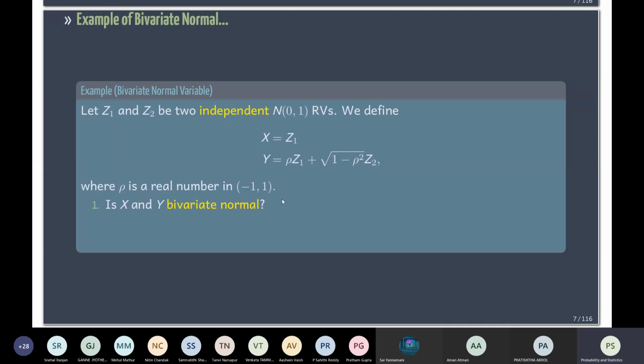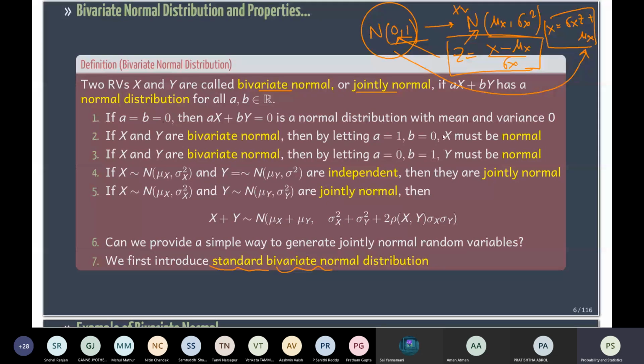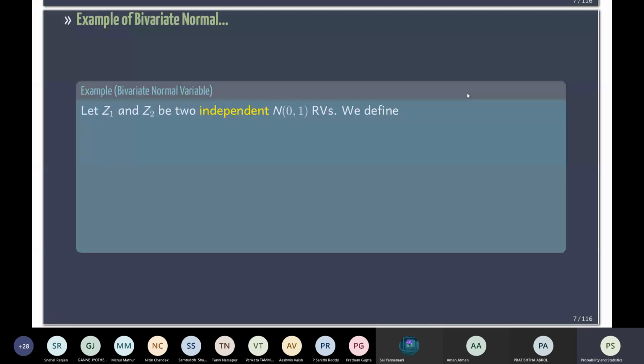Now the question is: with this definition of X and Y, can we say that X and Y is bivariate normal? In other words, what do we want to prove? What was the definition of bivariate normal? Bivariate normal is when every linear combination has a normal distribution. So we are supposed to prove that any linear combination of X and Y turns out to be a normal distribution, and then I will claim that X comma Y is a bivariate normal.